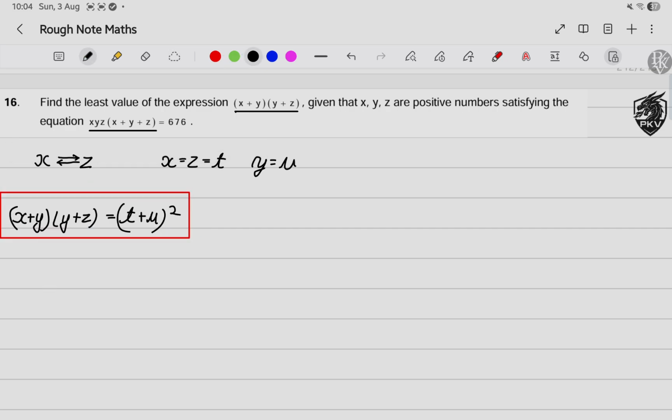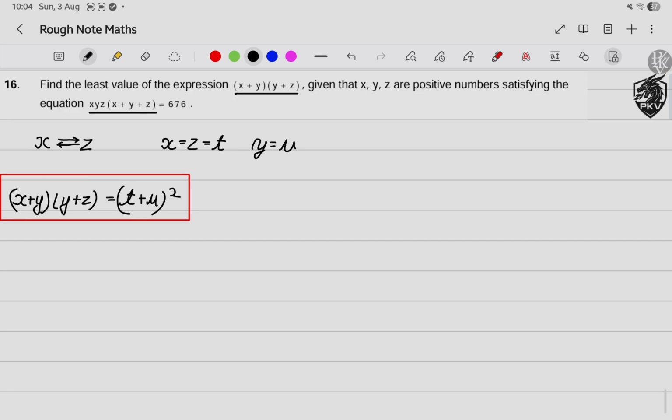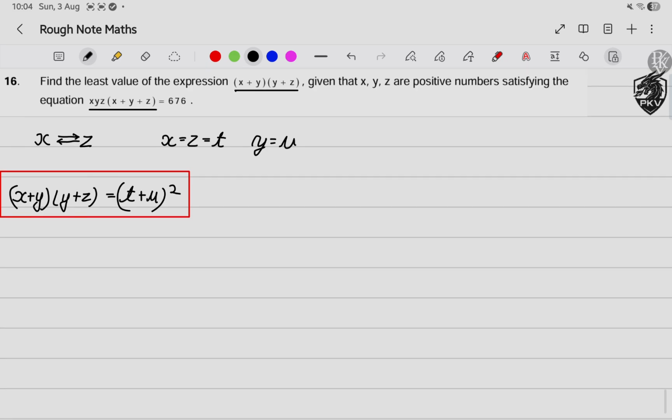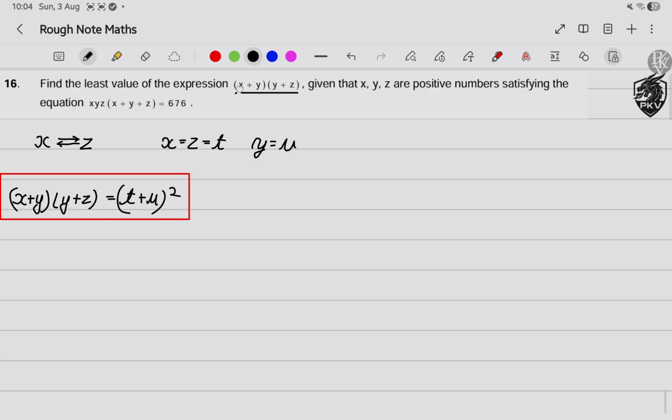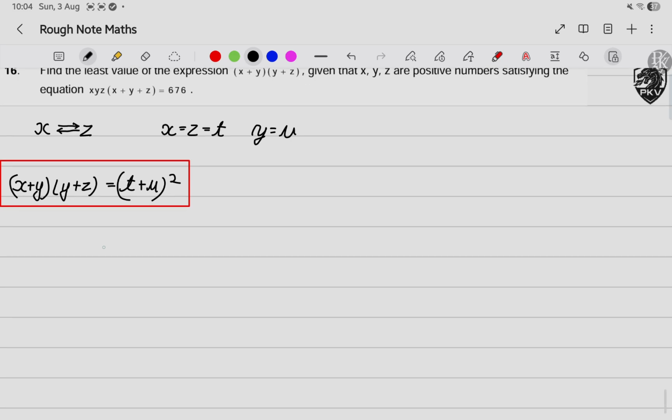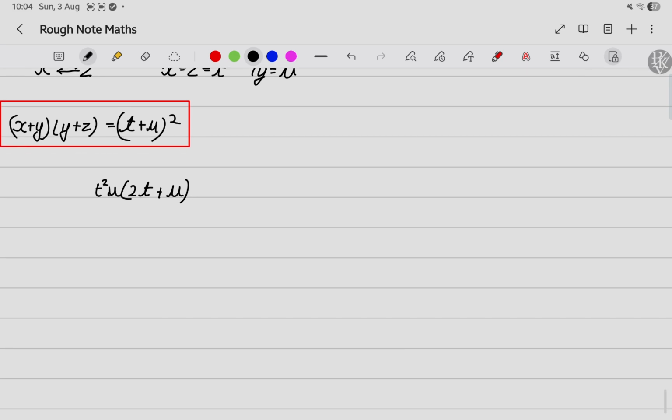Now, in the second expression, I'm going to simplify this part and then I'll equate it to 676. I didn't forget, don't worry. I'll get t square u times (x + y + z). x + y + z becomes 2t + u. Okay, and I'm going to simplify this.